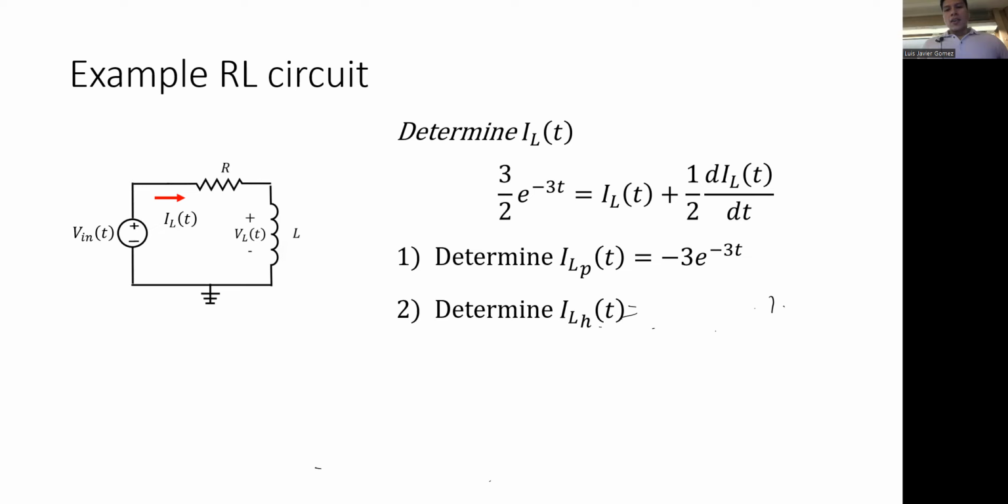Okay, so how do we determine the homogeneous solution? The first step is to find the characteristic equation. So what is the characteristic equation? Does anyone know? Yeah. 1 plus 1/2 lambda. Yeah, so we have 1 plus 1/2 lambda equals 0. And then we can basically get that lambda equals -2. So just FYI, if you ever get a positive lambda when you're solving the homogeneous solution, you did something wrong.